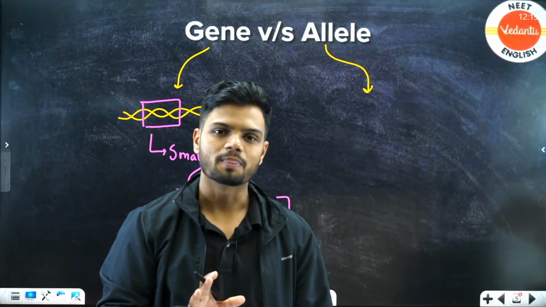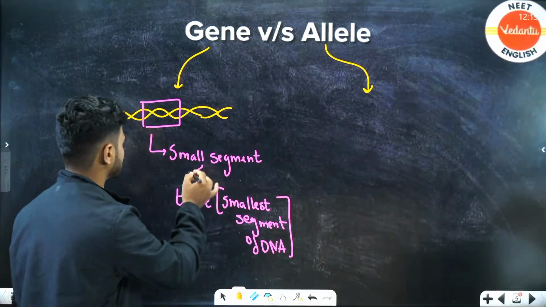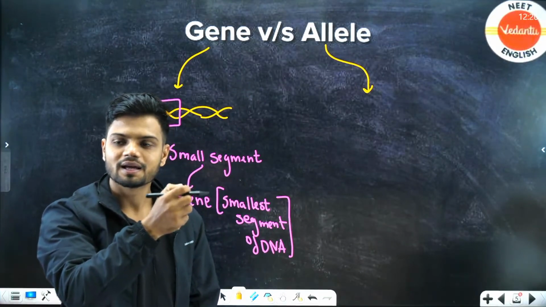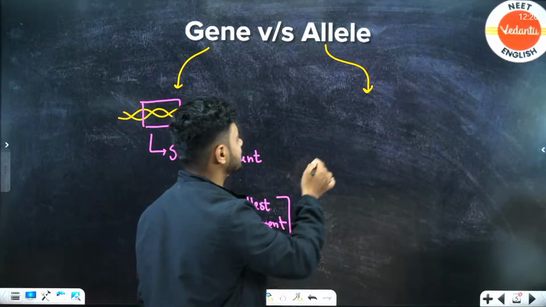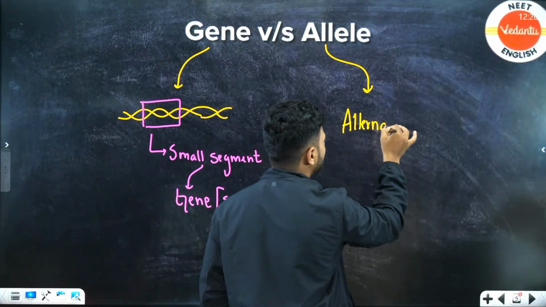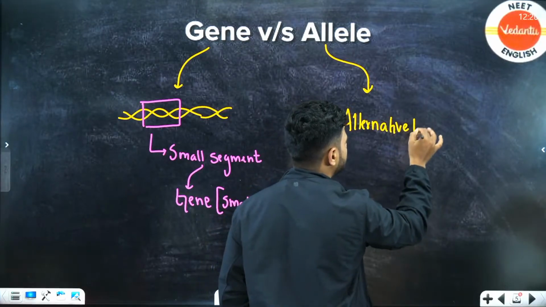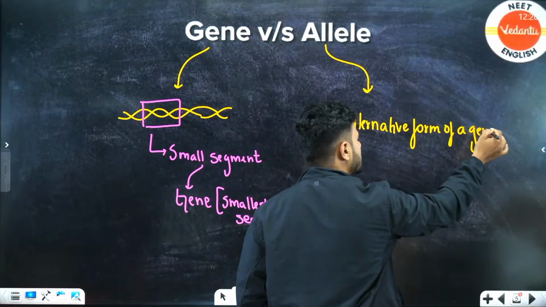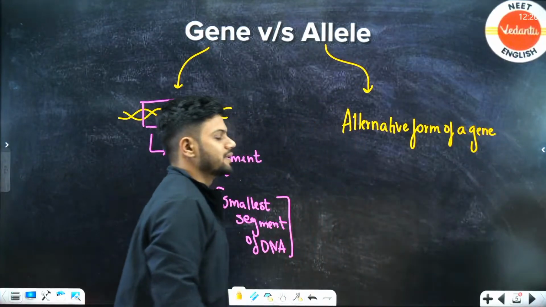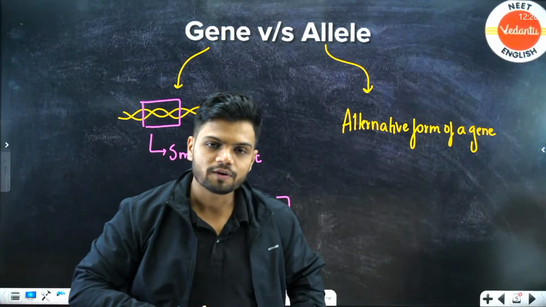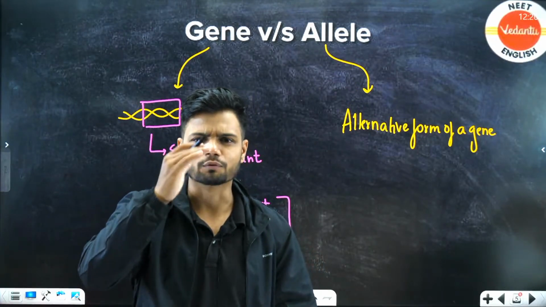Now, there is a gene here. This is a gene. Allele is like a twin. Allele is nothing but an alternative form of a gene. So a gene will have two different twins. That is an allele.